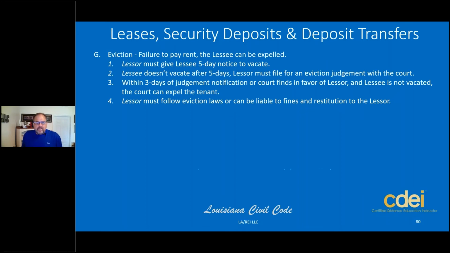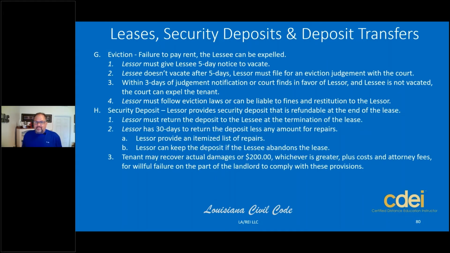Okay. Now let's look at security deposits. This is another area that the landlord's responsible for and has to follow the protocol. Okay, so what is a security deposit? Well, the lessor is going to provide a security deposit to the landlord, right? For the maintenance of the property to maintain in good order.